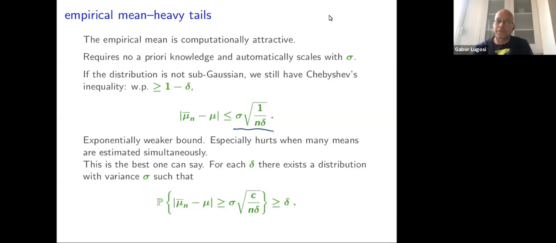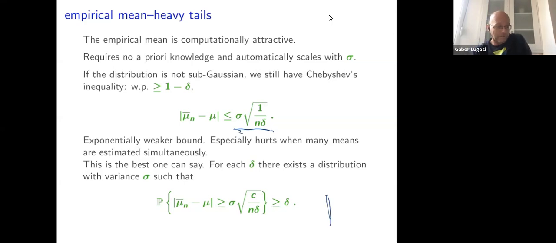In particular, we want to allow for heavy tails. If we allow for heavy tails, then Chebyshev's inequality is still true, which is a non-asymptotic inequality. It still tells us that the error scales as sigma divided by square root of n, but the dependence on delta, which is the confidence, is exponentially worse. And unfortunately, this is actually necessary. This is the best one can say if we are not willing to assume more than the second moment.